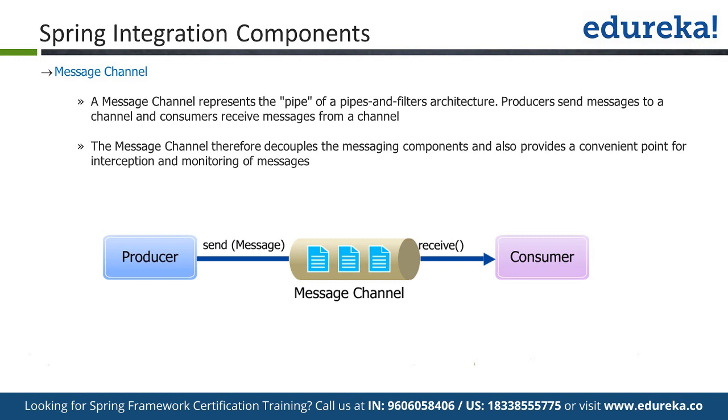Producers send messages to a channel and consumers receive messages from a channel. The message channel therefore decouples the message components and provides a convenient point for interception and monitoring of messages. So this is how a message flows from producer to consumer, and we can have one or more pipes in between the flow.